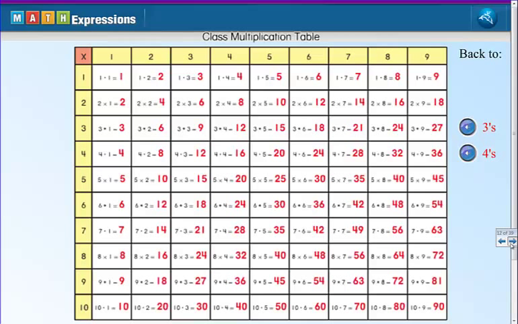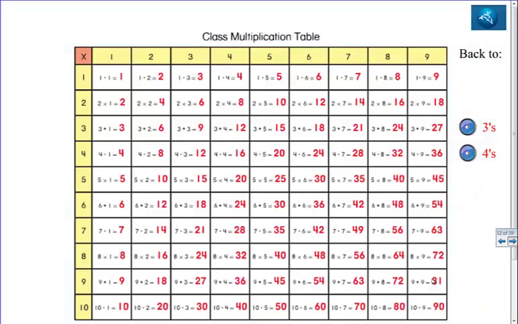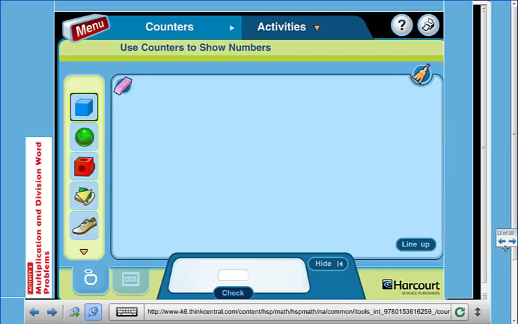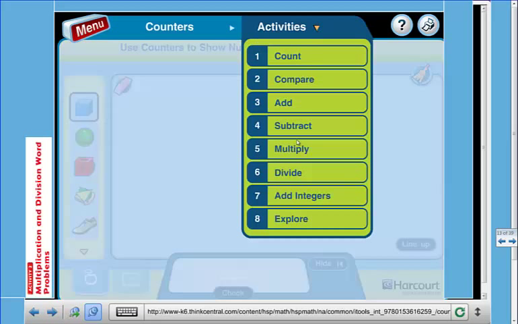Keep that multiplication table next to you so you can practice, especially the harder ones. Well, here is iTools, and I wanted to introduce you to iTools. And I'm actually in the counters. I can actually go to the menu and find where I want to be, but we want to be in counters, and we want to do some multiplying.